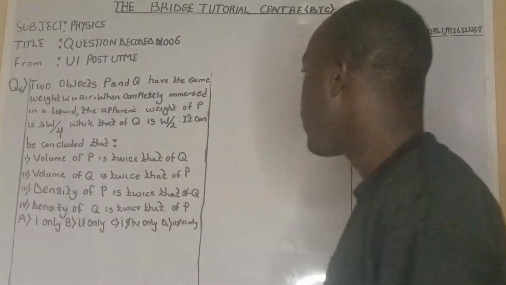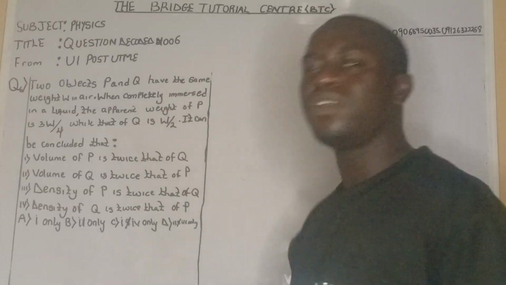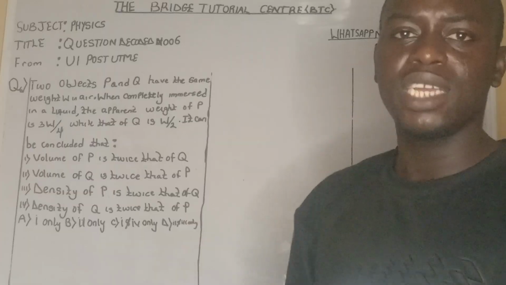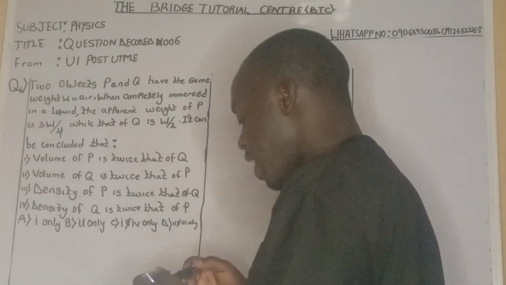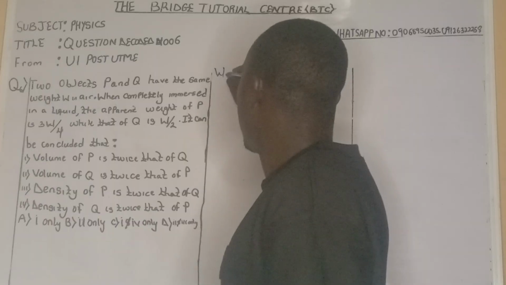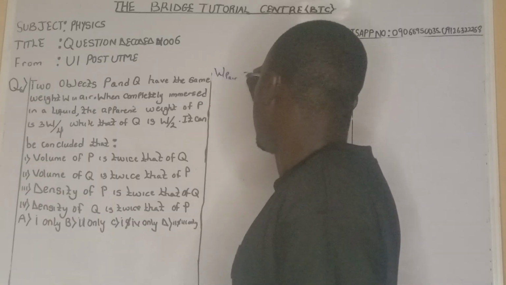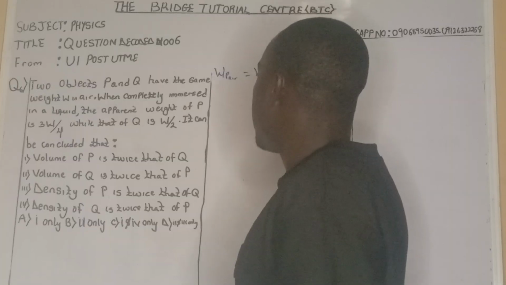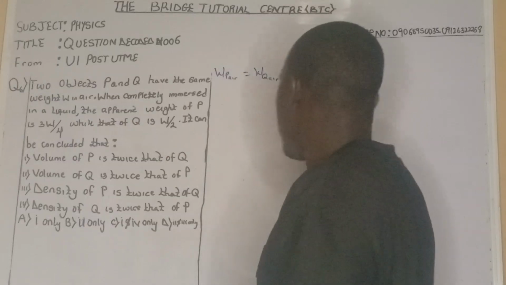Let's move. Okay, two objects P and Q have the same weight W in air. Don't forget your weight in air is the same thing as the real weight. So I can assume that the weight of P in air is equal to the weight of Q in air. Let me assume both of them are now equal to W.